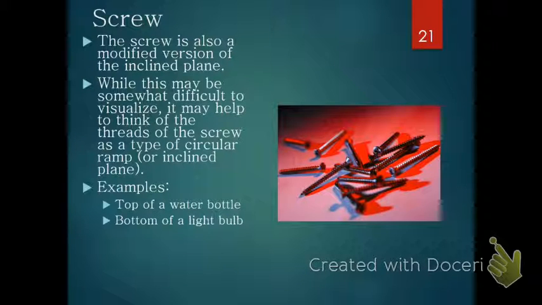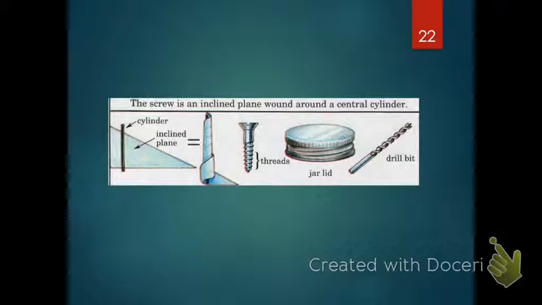All right, the screw is a modified version of an inclined plane. It's kind of hard to see, right? But if you look closely at a screw, you could see that the threads kind of create a circular path, and it allows it to go into something a lot easier, right? Other, more obvious examples are a water bottle or the bottom of a light bulb. All right, so these are examples of a screw.